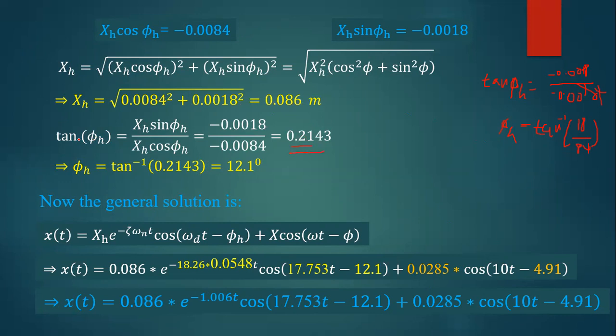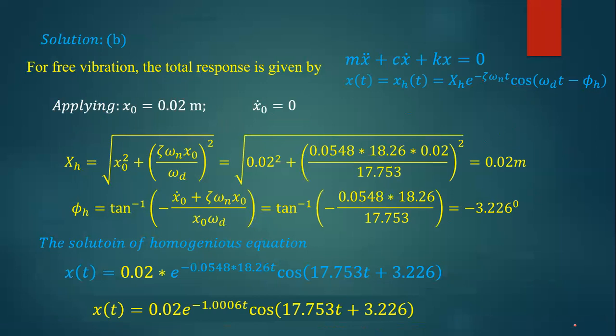Now we apply these values to the general equation. So now the general solution is x of t, which is equal to this. So x h is 0.086, zeta is 0.0548, omega n is 18.26. So we substitute the values, and finally we can get this response. This is the general response of the system with forced frequency. In case B, it is a free vibration case, damped free vibration case.